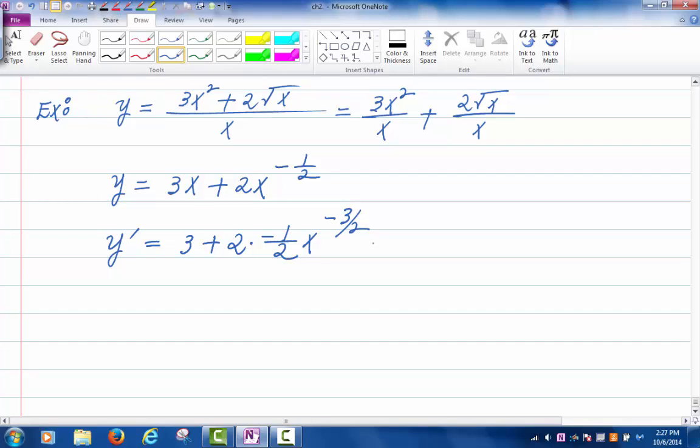Is everybody okay? And then this is just 3 minus 1 times x to the negative 3 halves. Is everybody okay with that?